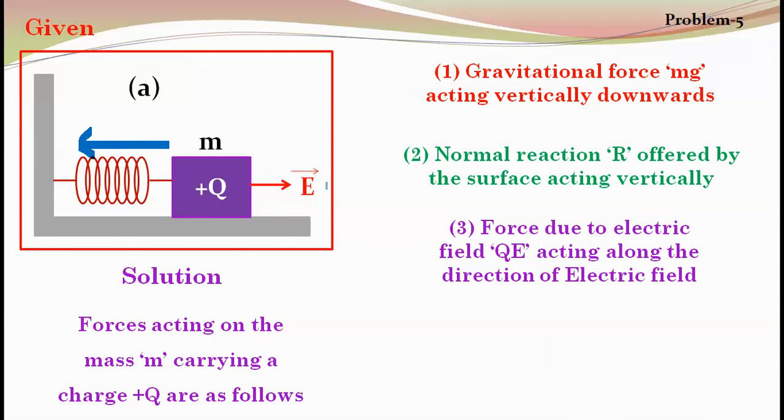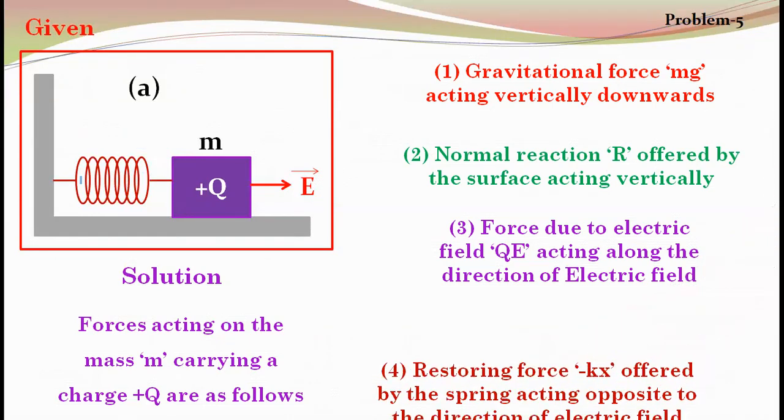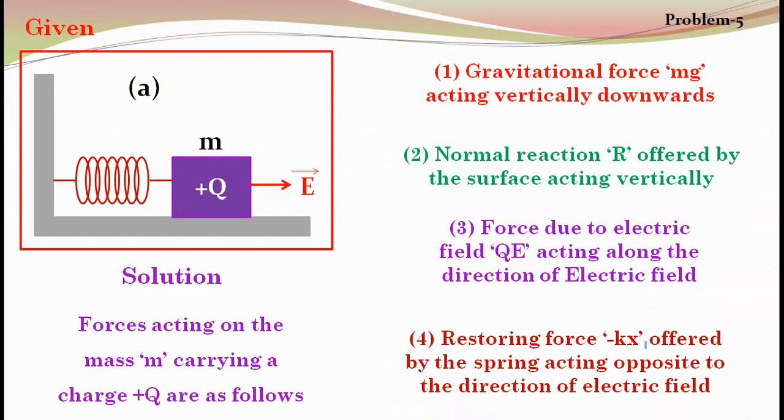Because once the electric field is switched off, this force which is produced due to elongation of the spring will bring the block back to its original position, will restore the block back to its original position. So I'm going to call this force acting via the spring, due to its stretching or elongation, restoring force. Okay, I'm going to call it restoring force. So the restoring force, which is given by minus kx, offered by the spring, acts opposite to the direction of electric field.